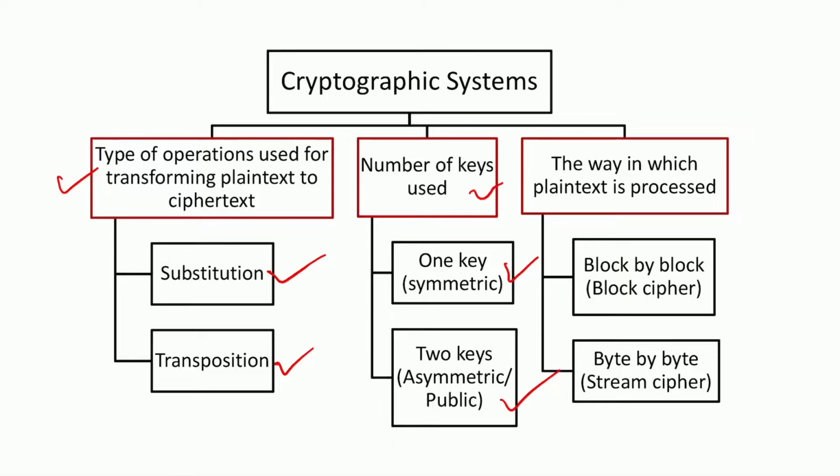Number 3, the way in which plain text is processed. A block cipher processes the input one block at a time, producing an output block for each input block. A stream cipher, on the other hand, processes the input continuously, typically 1 byte at a time, and produces an output byte for each input byte.